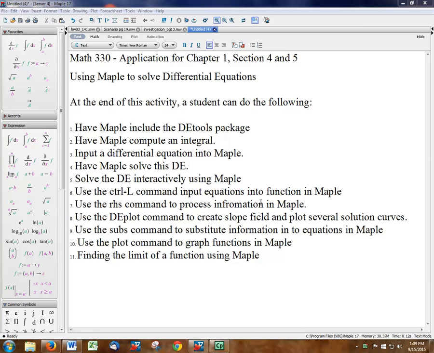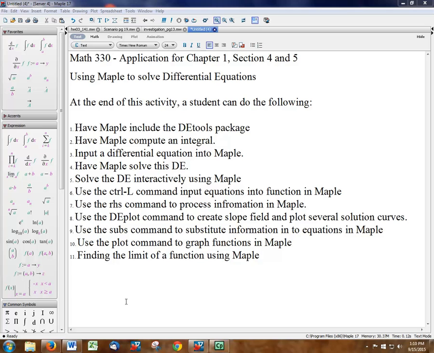So at the end of this activity, a student should be able to do the following. Have Maple include the DE tools package, have Maple compute an integral, input a differential equation into Maple, have Maple solve this differential equation, solve the differential equation interactively using Maple, use Control-L commands to input equations into functions in Maple, use the right-hand side command to process information in Maple, use the DE plots command to create slope fields and plot several solution curves, use the subs command to substitute information into the equation in Maple, use a plot command to graph functions in Maple, and then find the limit of a function using Maple.